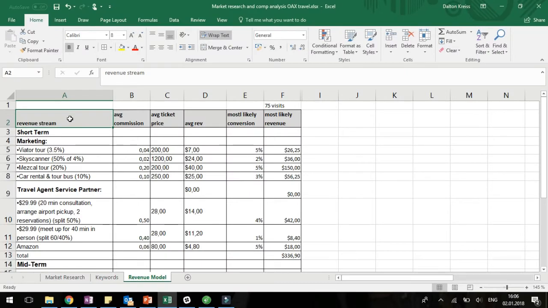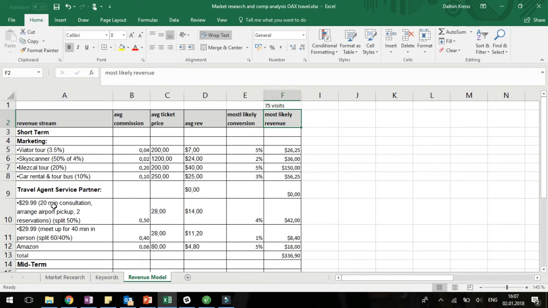So I created this Excel sheet. In this Excel sheet, I list the revenue streams that we just went over, and then I list the average commissions, which more or less we broke out for each revenue stream in the last video. And for that commission, what the average ticket price is going to be, and that gives me my average revenue from a customer that uses that service. And then not everybody that comes to my website is going to use every single service. So for each service, I ballparked a conversion rate. And this, in the end, gives me my most likely revenue.